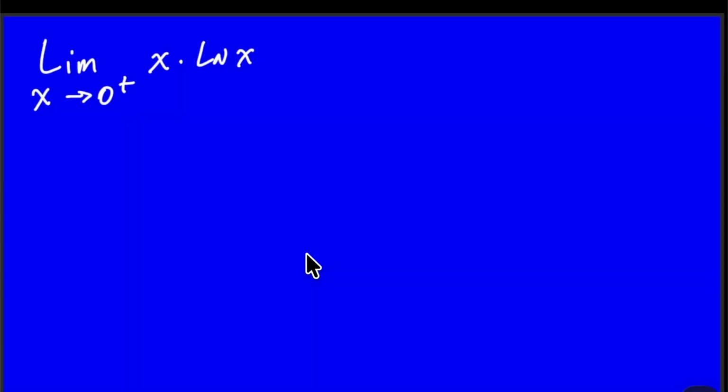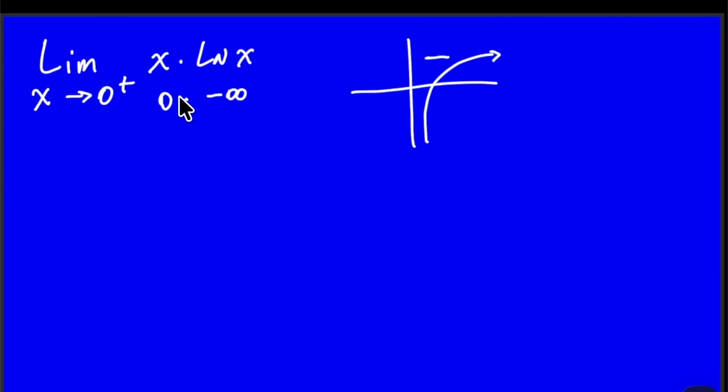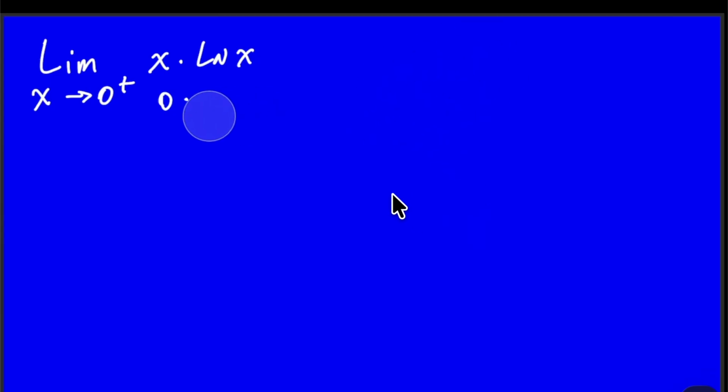Next, we have the limit as x approaches 0 from the right of x times ln of x. So if we try to plug in 0 directly, we're going to get 0 times negative infinity. Recall that the graph of ln of x looks like this. So as you approach 0 from the right, the y value is going to head towards negative infinity. Well, this, of course, is indeterminate, so we have to do some algebraic manipulation.